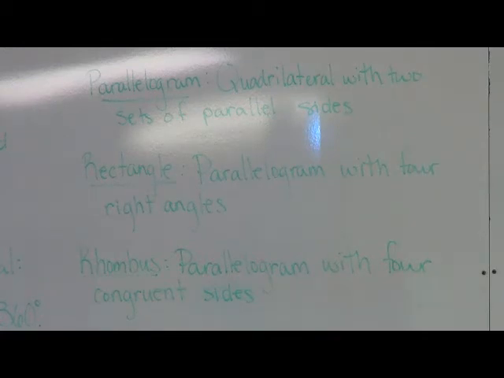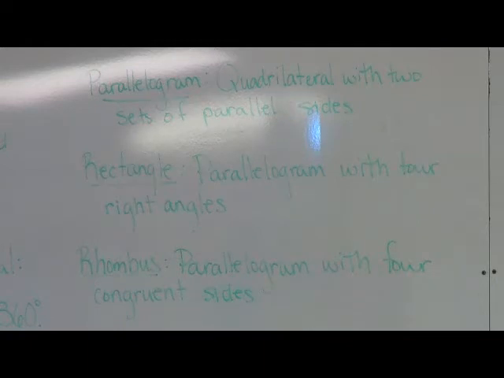Then we move down to the rectangle. It's a parallelogram, which means it has 2 sets of parallel sides, but all of the angles are right angles. So we're adding that in there so it's clarifying it. So you guys all know what a rectangle looks like. Well, these are the characteristics that make it a rectangle.